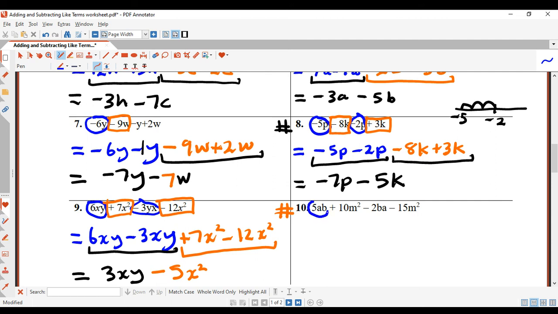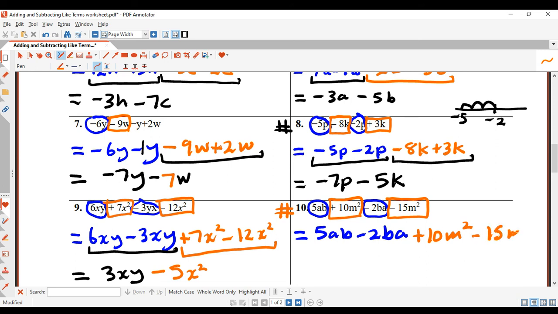We'll circle 5ab. The other like term is this one, minus 2ba. And then positive 10m squared. And then minus 15m squared. So let's put those together. So you've got 5ab minus 2ba. That's one pair of like terms, and the other pair is plus 10m squared minus 15m squared. So let's simplify those.